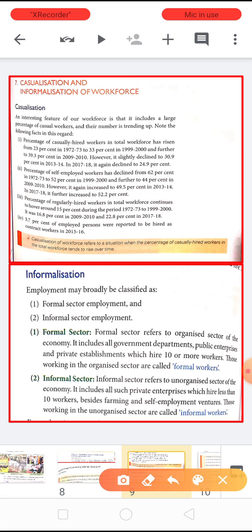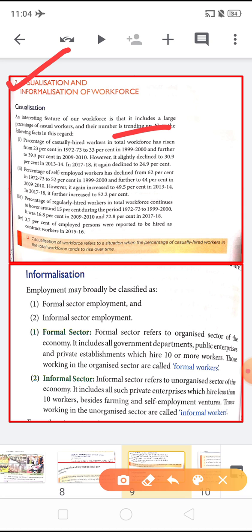Children, now the next topic is casualization and informalization of workforce. What does casualization mean? Children, an interesting feature of the workforce is that it includes a large percentage of casual workers, and their number is trending up. Who are casual workers?